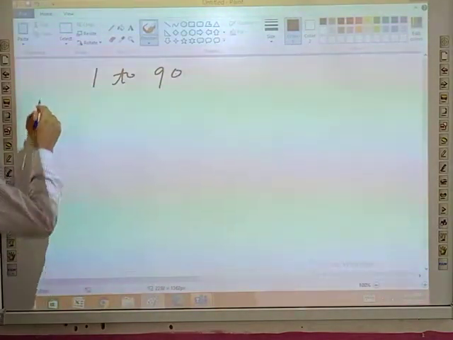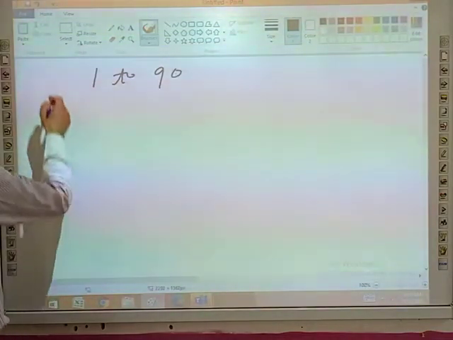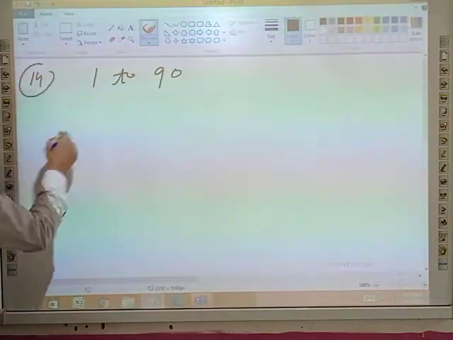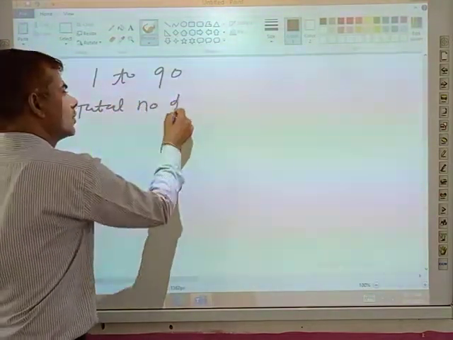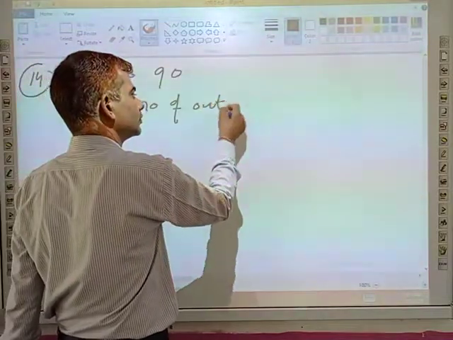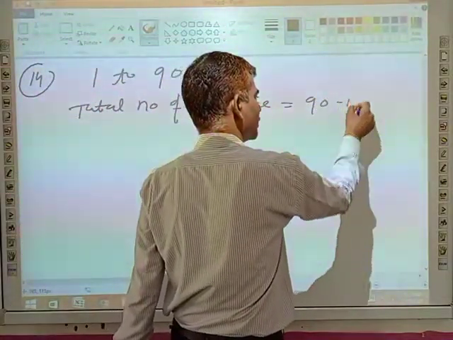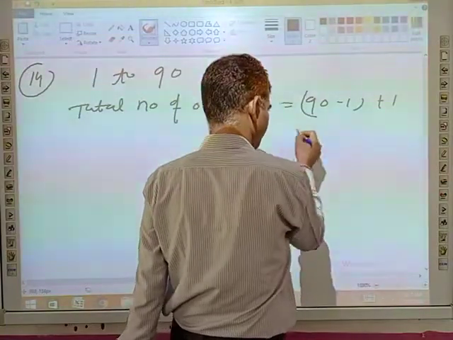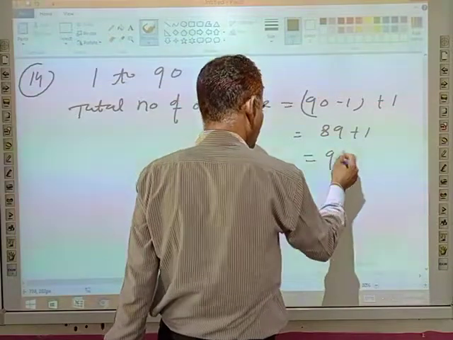First of all, please tell me the total number of outcomes. It will be 90, that is 90 minus 1 plus 1, 89 plus 1, that is 90. Any doubt, any problems?